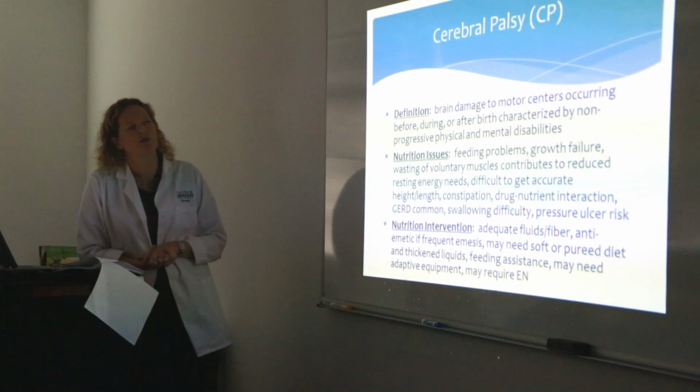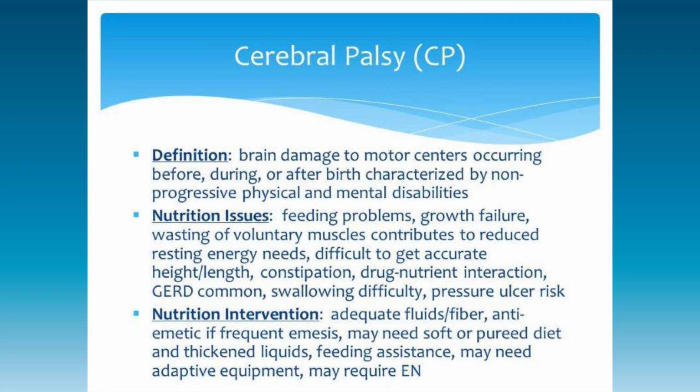Okay, and then cerebral palsy or CP. When you are dealing with the pediatric population, CP usually means cerebral palsy. But when you're dealing with an adult population, be careful because it can be confusing. CP means chest pain. So the definition for CP is brain damage to the motor centers in the brain, and it can happen before, during, or after birth. It's characterized by non-progressive, so it doesn't continue to progress and get worse, physical and mental disabilities.